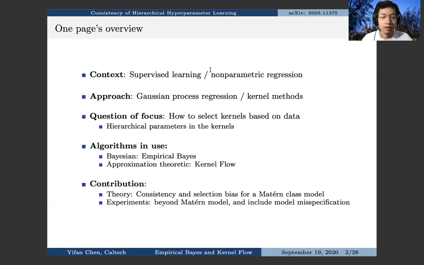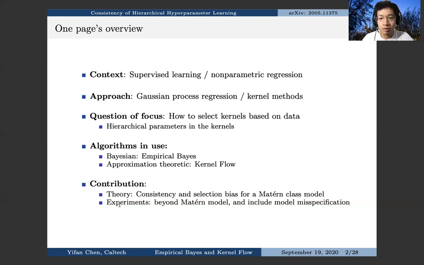One is from a probabilistic perspective, a Bayes approach, and especially we use empirical Bayes. Another one is more approximation theoretical. This is a recent method proposed by Professor Houman Owhadi, and it's called Kernel Flow. For the two different algorithms, the contribution in this paper is that in the theoretical part, we provide some theoretical analysis of the consistency of the two algorithms for the Matern class model, and we characterize the selection bias for different algorithms in learning the parameters.